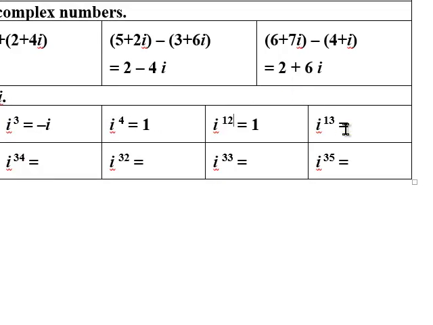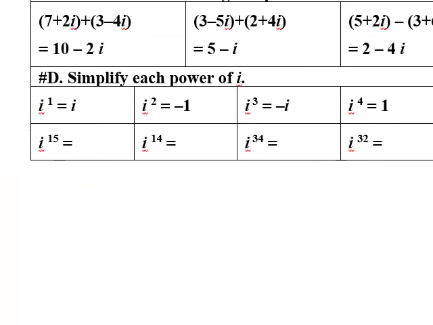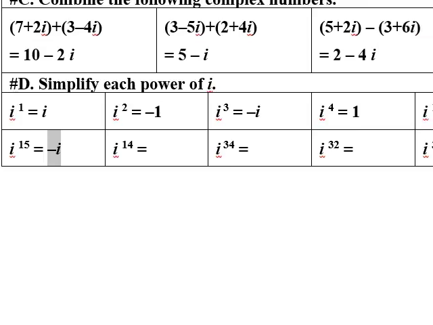And then i to the 13, well, that's i to the 12th times another i. So 1 times i, which is i. I keep saying i all over the place here. So i to the 15, well, it's the same as i to the 3rd, because it would be i to the 3rd, i to the 7th, i to the 15. They're all -i. There it is. And it would continue on. i to the 19th, i to the 23rd, and so on.